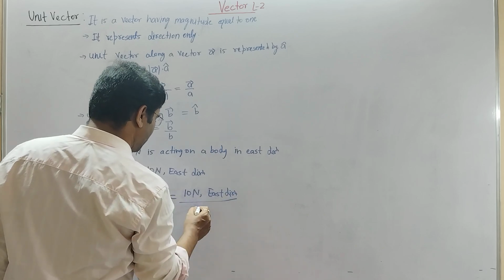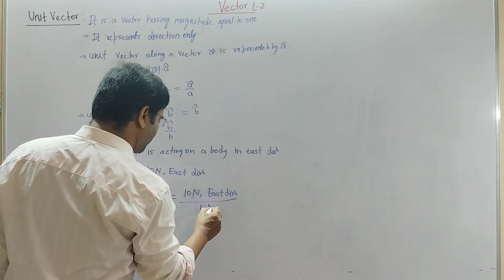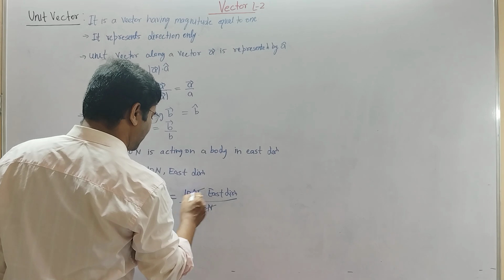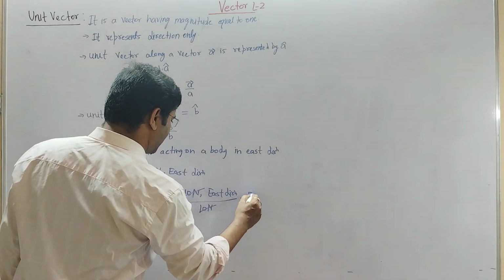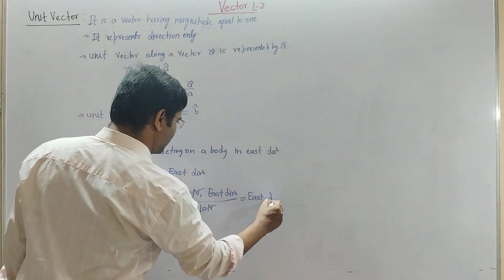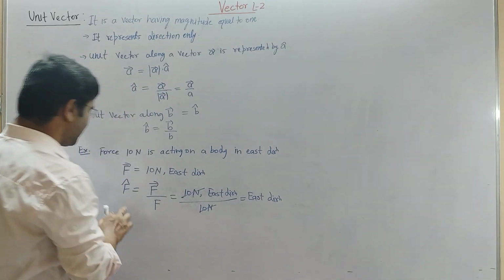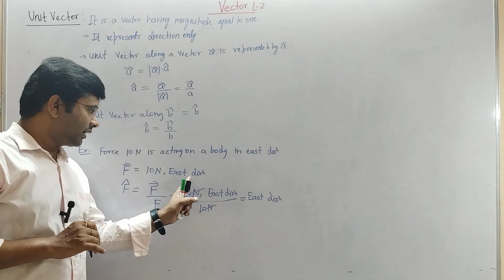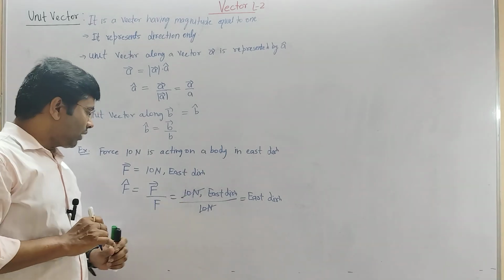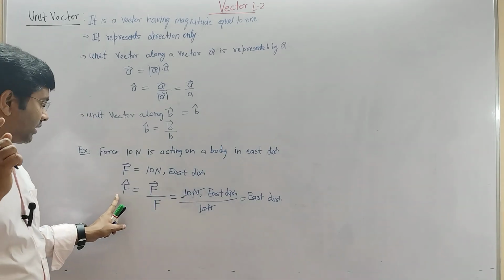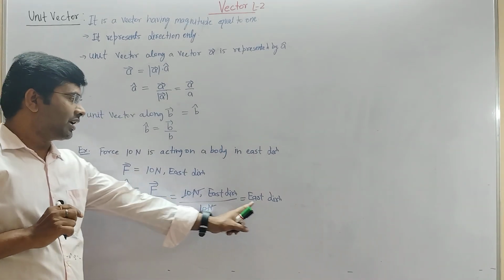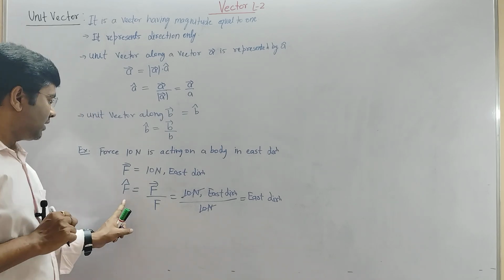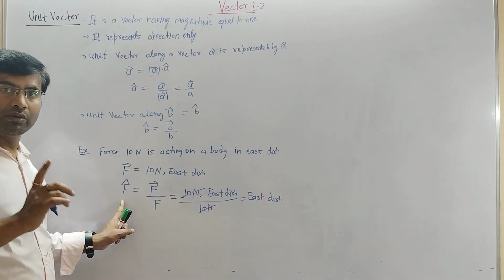So we can divide here. The magnitude of this force is only 10 Newton. So this 10 cancels, and I am getting east direction. So what is the conclusion here? That a unit vector represents direction only. This force was acting along east direction, so I am getting the unit vector only east direction. That means it is clear that a unit vector represents direction only.